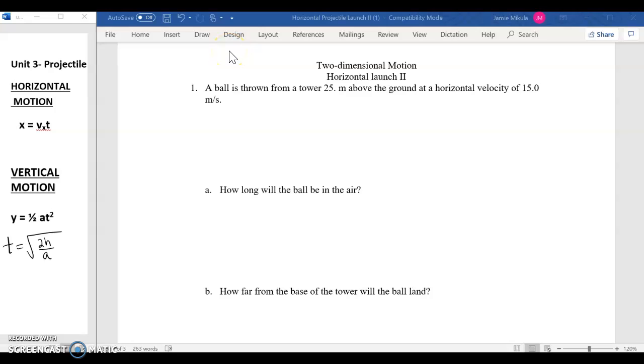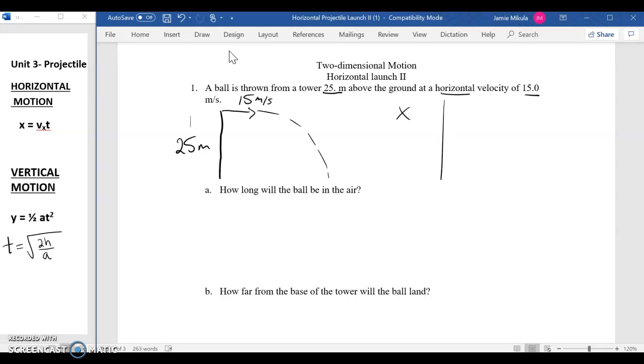Number 1 says, a ball is thrown from a tower 25 meters above the ground with a horizontal velocity of 15 meters per second. So a picture of that would be like this. The tower is 25 meters tall, and the ball is being thrown at 15 meters per second, and that's in the horizontal direction.